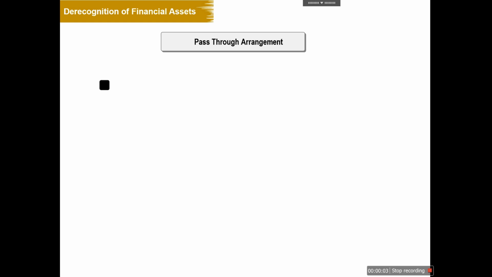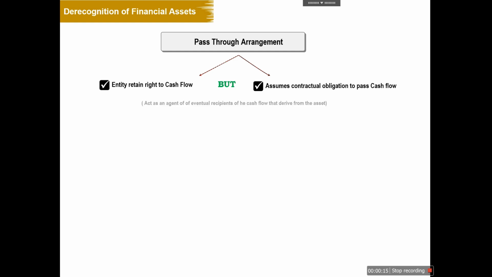In the pass-through arrangements, an entity, although it retains the right to the cash flow, side by side assumes responsibility to transfer those cash flows to one or more recipients. So in these cases, the entity who has retained the right to the cash flow acts as an agent of the eventual recipient of the cash flow derived from the asset. So when we are checking the pass-through arrangement, we need to check the conditions below, whether there is no obligation to pay unless it has been collected.